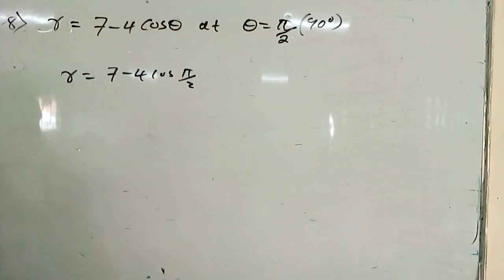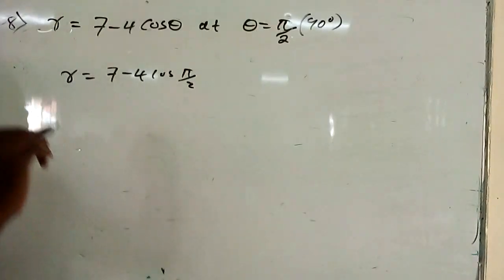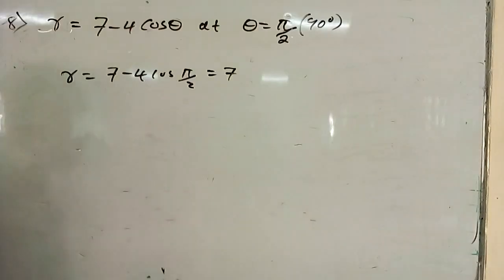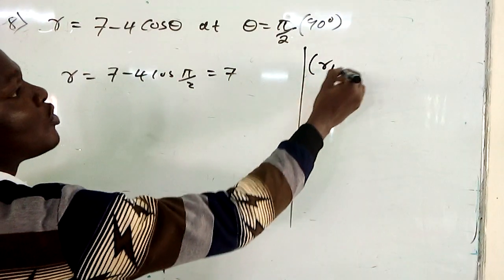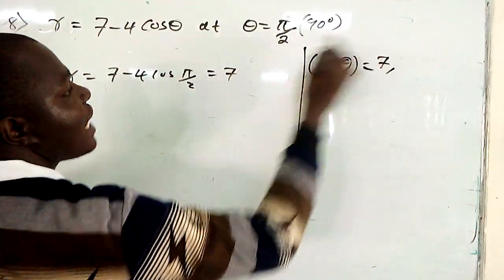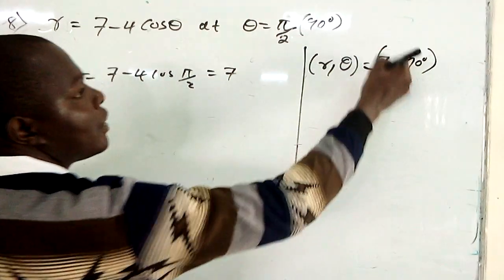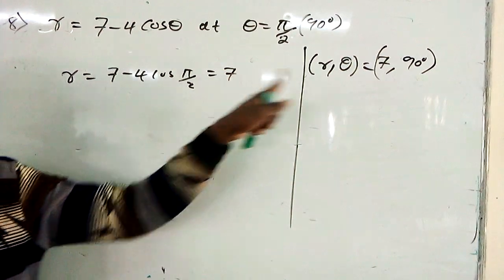So what do you have here? 7 minus 4 cos 90. Cos 90 is 0, so that is 7. So what have you found? You found r to be 7 and theta to be 90 degrees. So when theta is 90 degrees, the radius is 7.